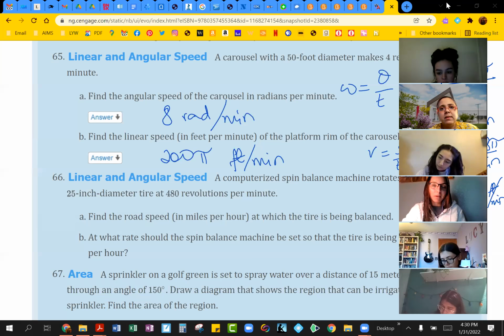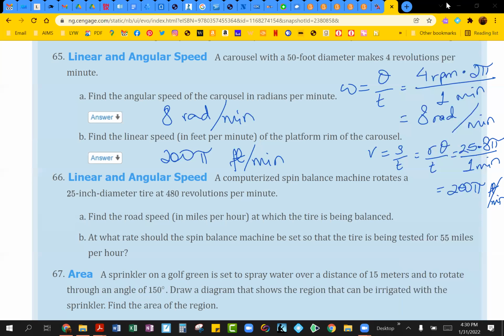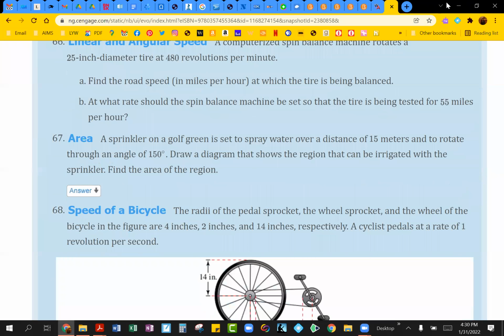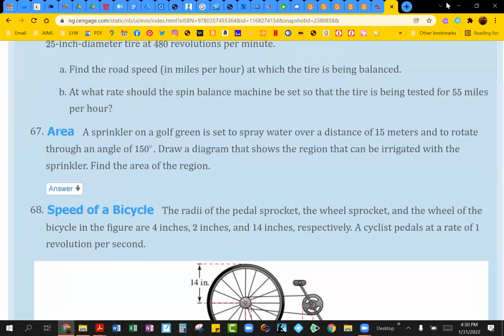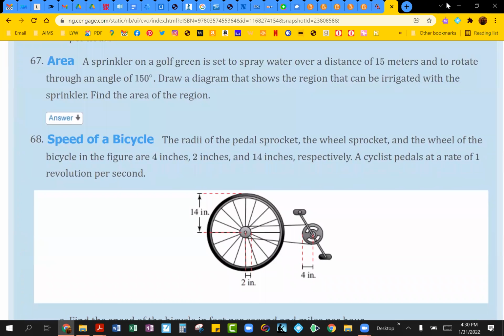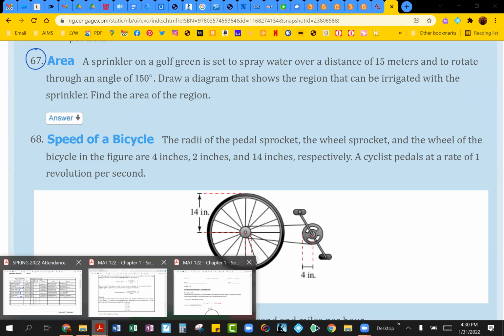All righty. So let's pick an example for area of a sector. For that one, I picked number 67. This one says a sprinkler on a golf green is set to spray water over a distance of 15 meters and to rotate through an angle of 150 degrees. There's a diagram that shows the region that can be irrigated with the sprinkler, and then of course find the area of the region where that irrigation from the sprinkler is happening.